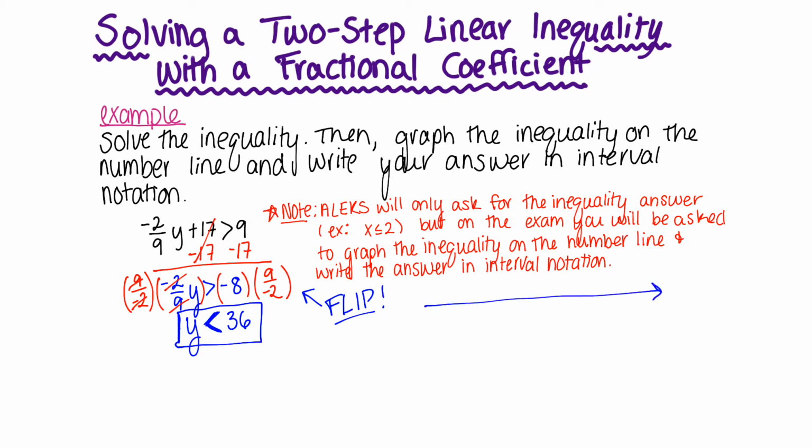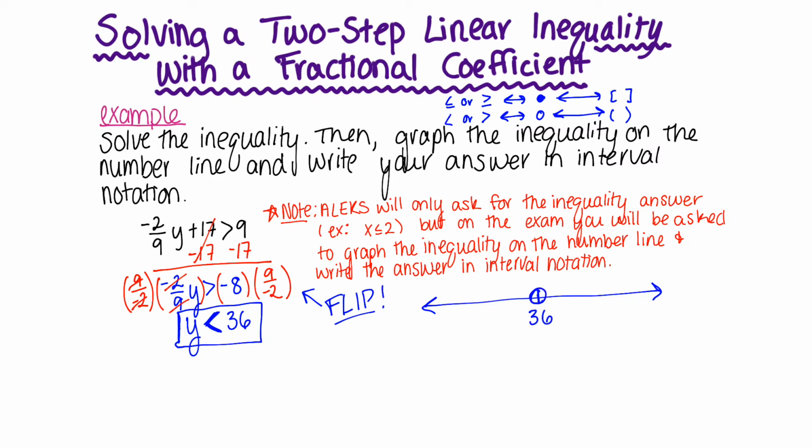But let's go ahead and do a number line and an interval notation answer to practice that. So I'm going to put 36 here. Remember, if you have an underline on your inequality, that's going to be a closed circle on your number line, and brackets in interval notation. If there's no underline on your inequality, there'll be an open circle on the number line, and parentheses in interval notation. So we didn't have an underline, so this will be an open circle.